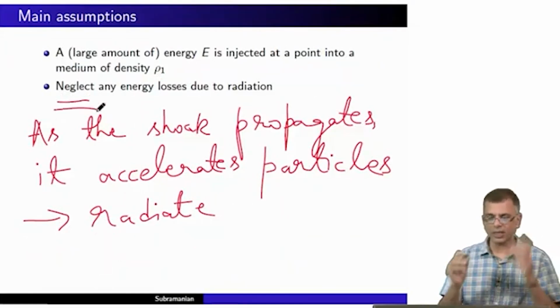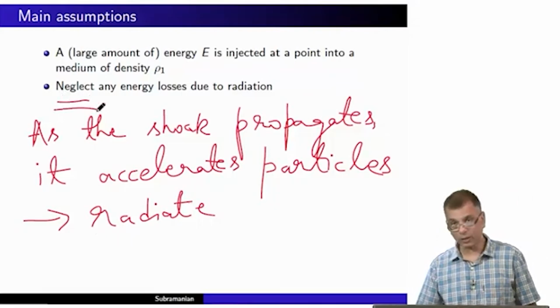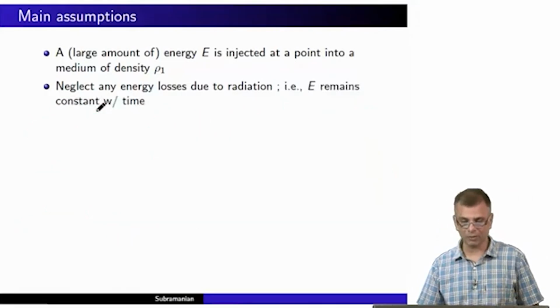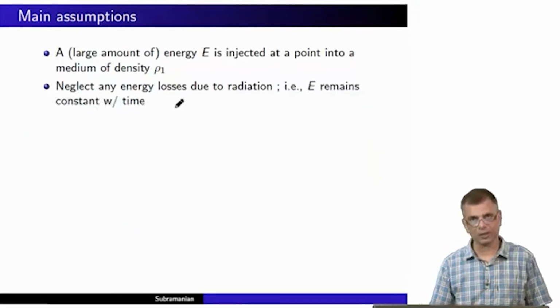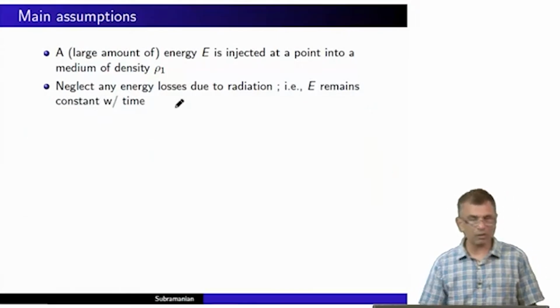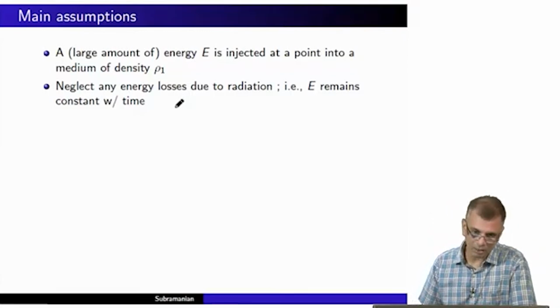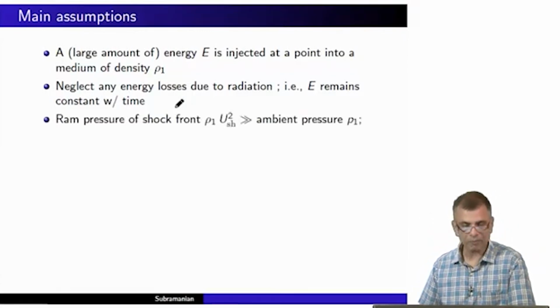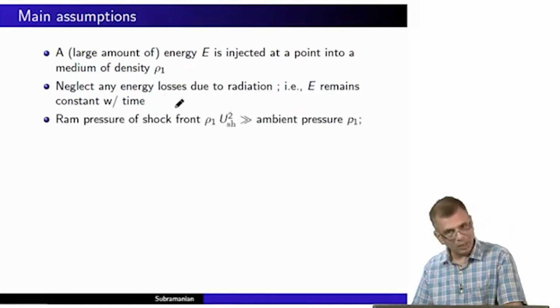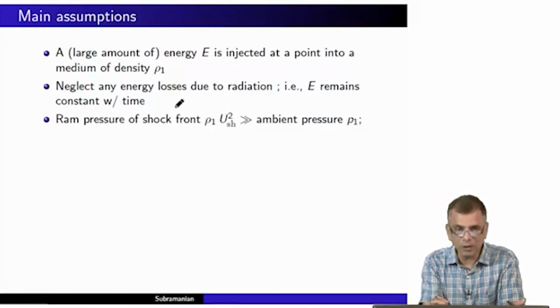In other words, this E that we talk about here is conserved. The E remains constant with time. This is called the adiabatic assumption. Okay, and so this is good for supernova shock waves for a certain phase of evolution.